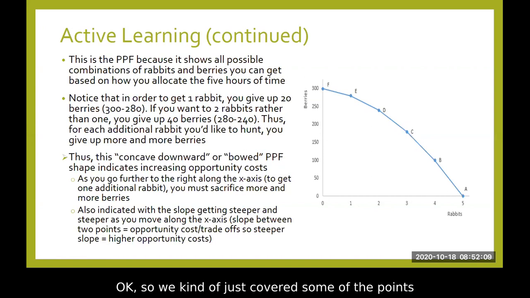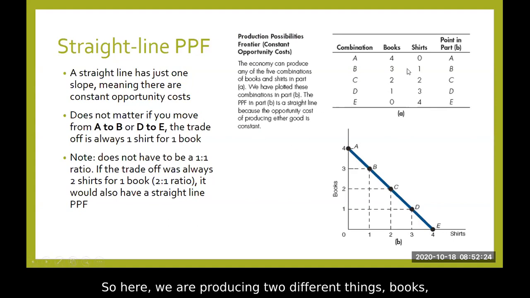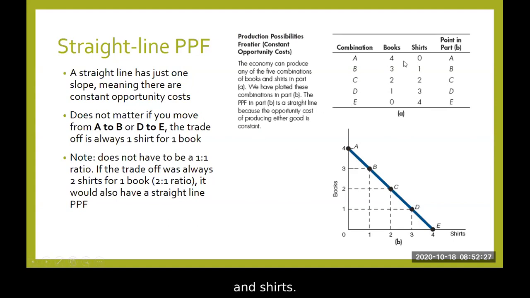So we kind of just covered some of the points on this slide. All right, so let's look at this example. So now we have a straight line PPF. So here we are producing two different things, books and shirts. And remember, a straight line PPF indicates that the opportunity costs are constant because a line only has one slope. So one slope means opportunity costs are fixed.